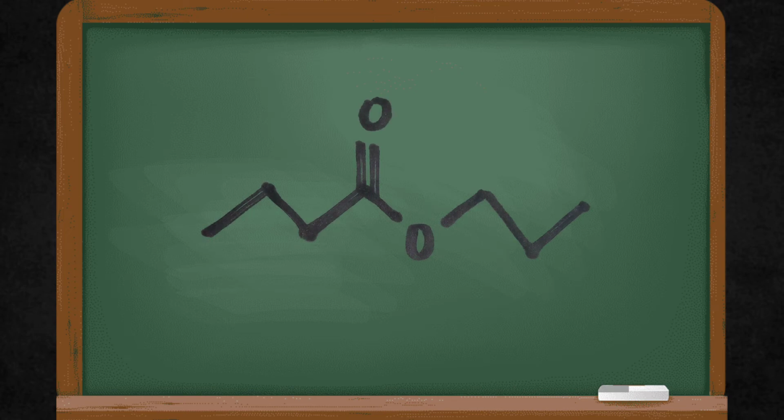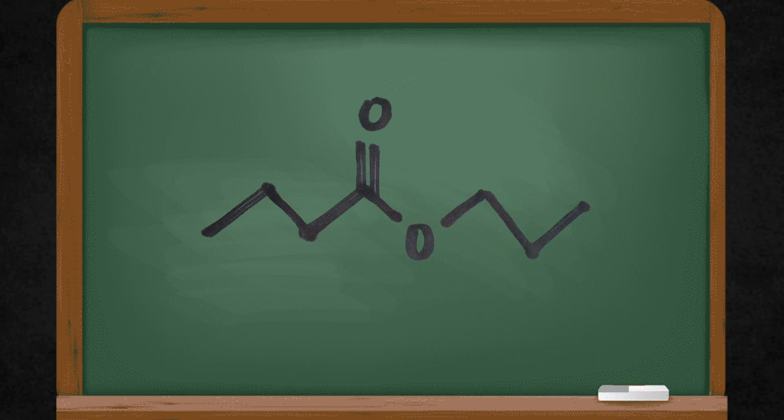So first, we are going to draw an ester. To name this ester, first is find the carbon chain that has the double-bonded oxygen on it. Only one of them is going to have the double-bonded oxygen because the single-bonded oxygen is what's breaking the carbon chain into two separate chains.